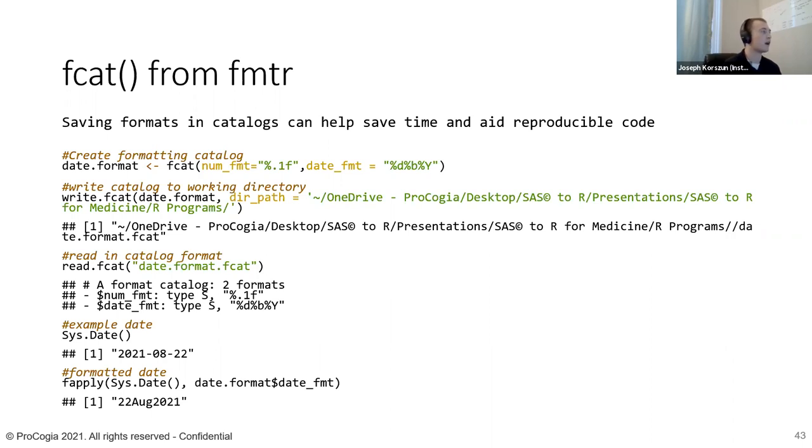For this example, we're going to create a sample data formatting catalog. You can see I have it entitled as date.format, but it also has a numeric format in there as well. Then we're going to reference the fcatalog. So we have our number format, which you can see here. This is the single decimal precision with as many leading wildcards. It's just excluding the one there, but the same output.